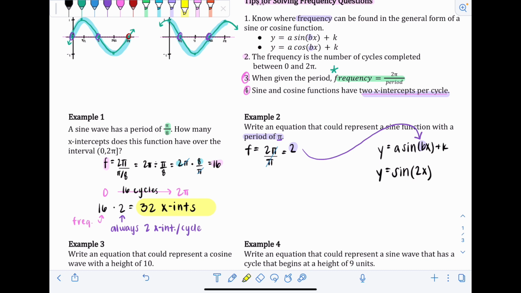The way a lot of these problems will look like in Canvas, you'll be given a list of functions and you'd have to identify all the functions that fall under this criteria. So what that means is we narrowed it down to the frequency is 2. So you would have to identify all of the functions that have a frequency of 2 in them, and then those would all be your choices. The amplitude A can vary and the midline can vary, but frequency must be 2.